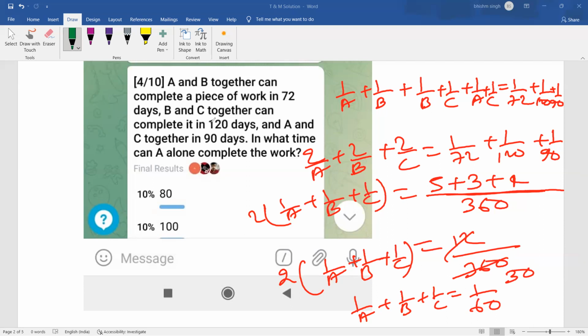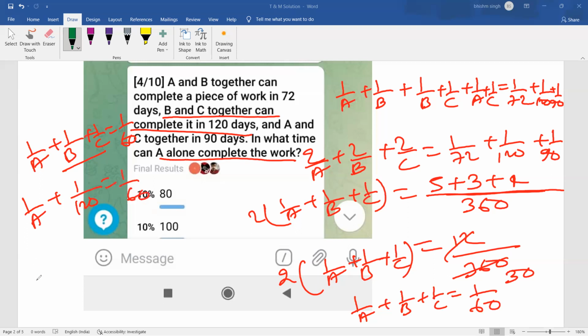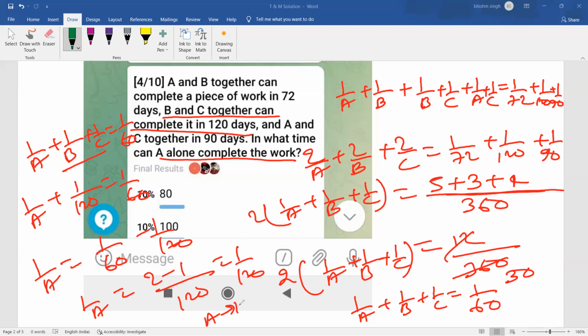60 days. Now see, they are asking: A will complete the work in how many days? B and C are completing in 120 days. So 1 by A plus 1 by B plus 1 by C equals 1 by 60, and B and C do the work in 120 days. So 1 by A plus 1 by 120 equals 1 by 60. A will complete the work in 1 by 60 minus 1 by 120, equals 1 by A. 2 minus 1 divided by 120 equals 1 by 120. So A is equal to 120 days. 120 days is the correct answer.